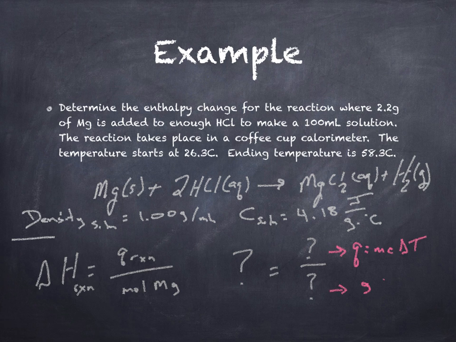And the good news is we can solve for Q reaction using Q is equal to mc delta T plus all the data we've been given. And we can solve for moles of magnesium simply by using grams divided by its molecular mass is moles. So just with those calculations, we'll be fine. And then we'll be able to take those numbers and solve for the delta H reaction. That's our plan of attack.